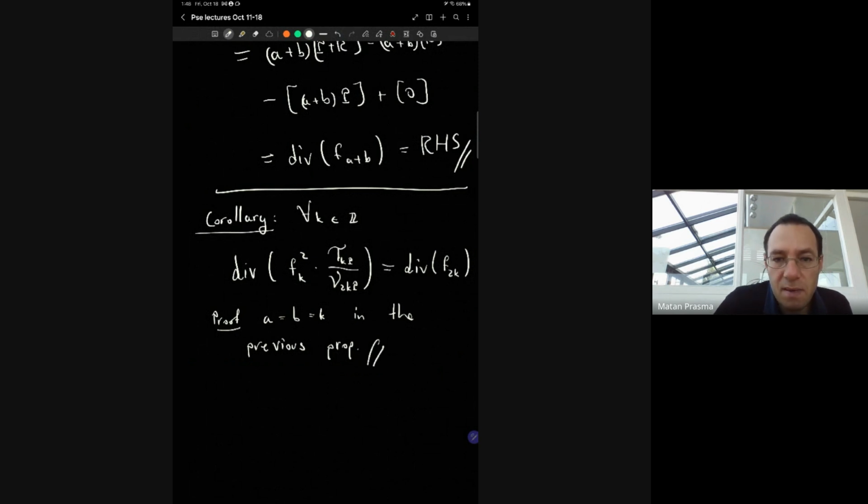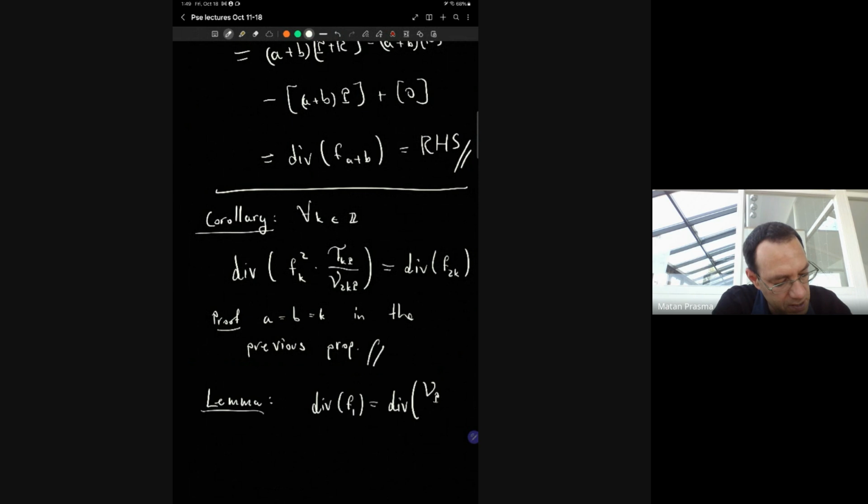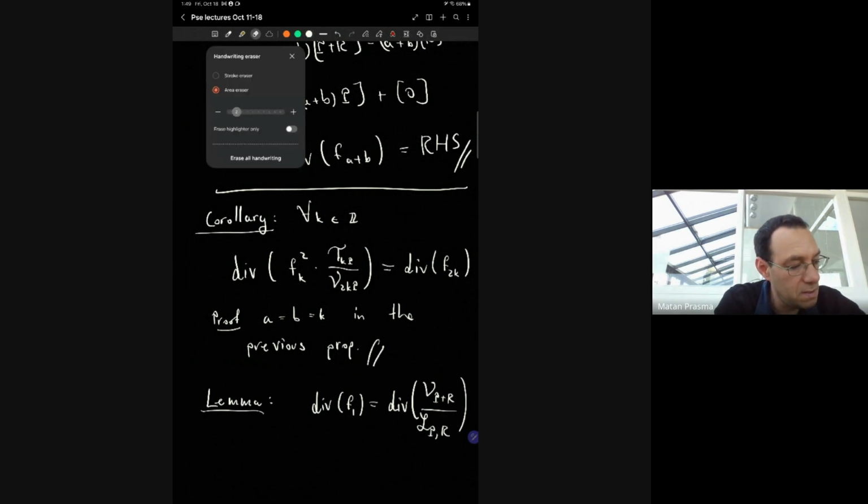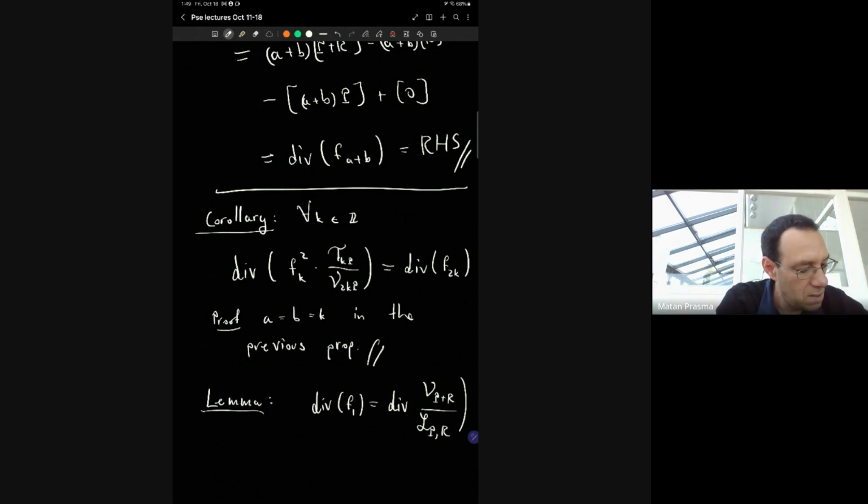And then I think that now it's the last lemma before the algorithm. If I take f_1, I want to evaluate the divisor of f_1. Then I claim that this is the same as the divisor of the vertical line at P plus R divided by the line between P and R. And this is another straightforward calculation.